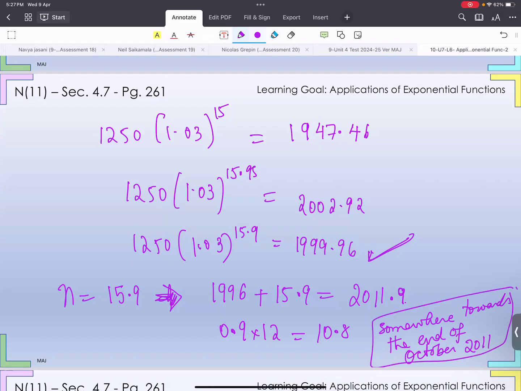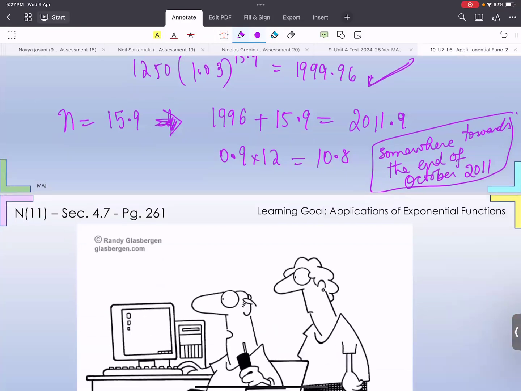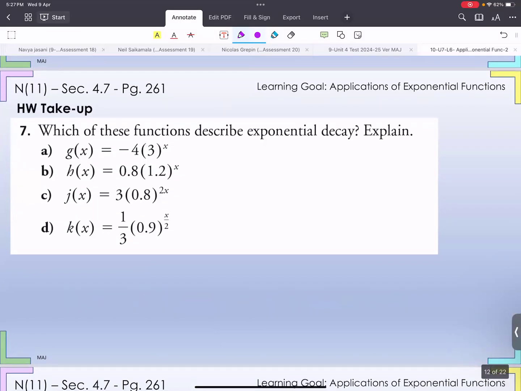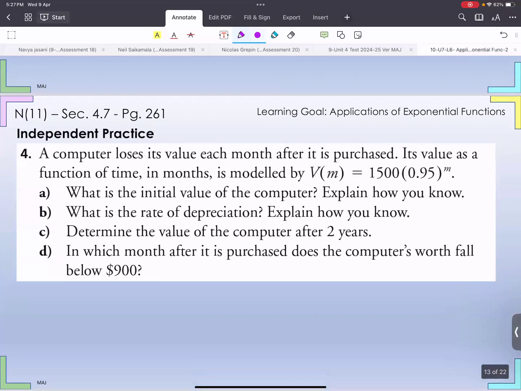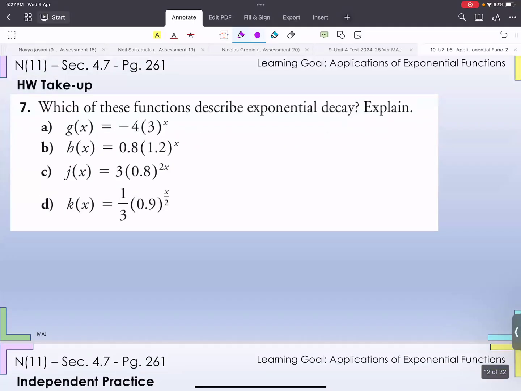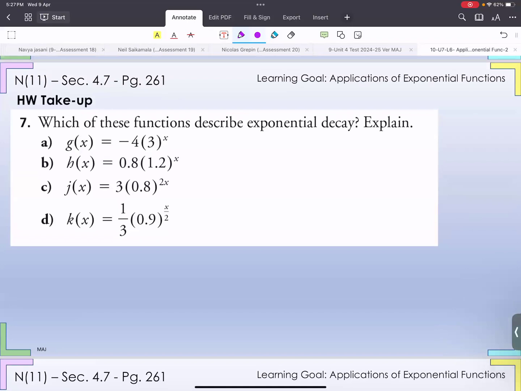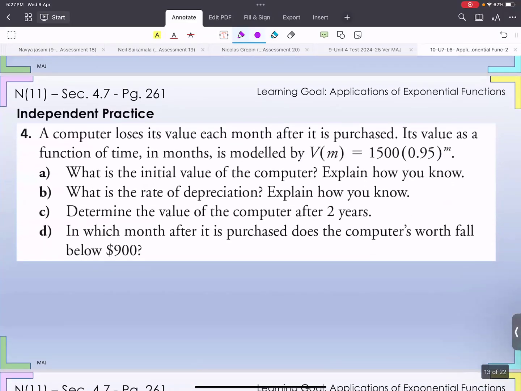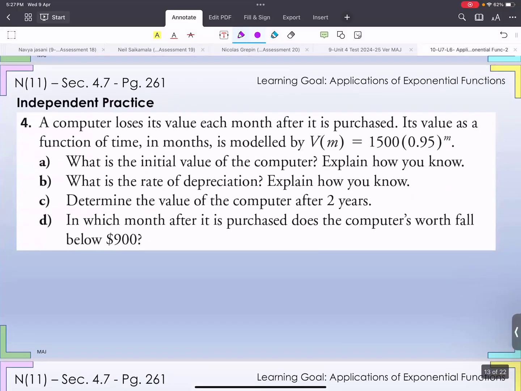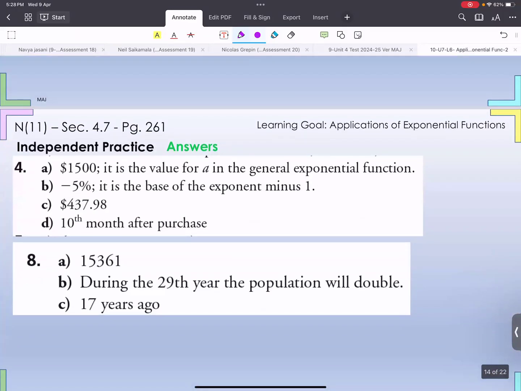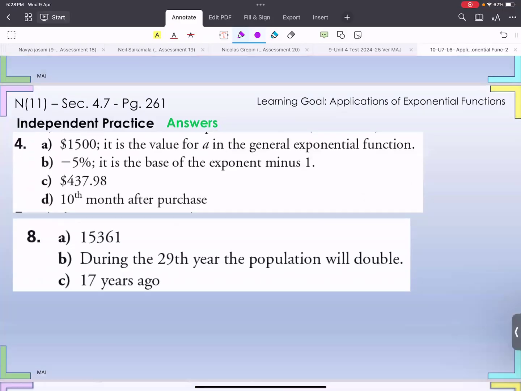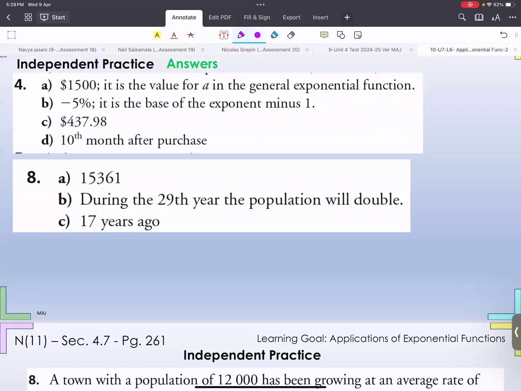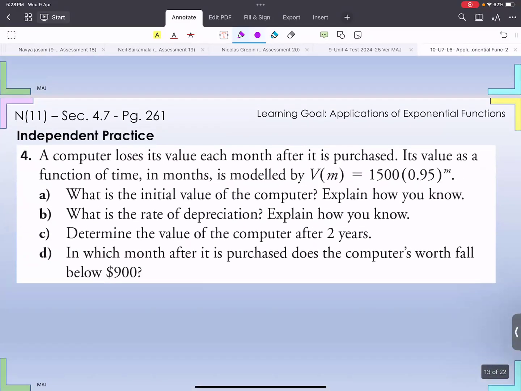So that is all I have for your lesson today, and then you can work on your homework questions. Actually, please try this question. You can pause the video and try this out. And then there are answers over here, so go back and forth between the answers. This is an independent practice.